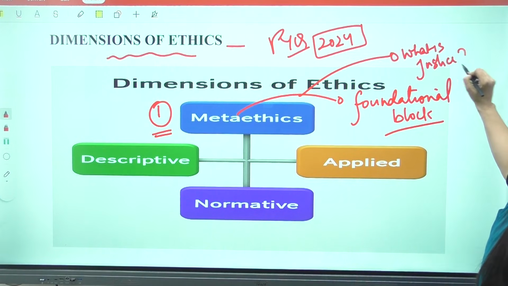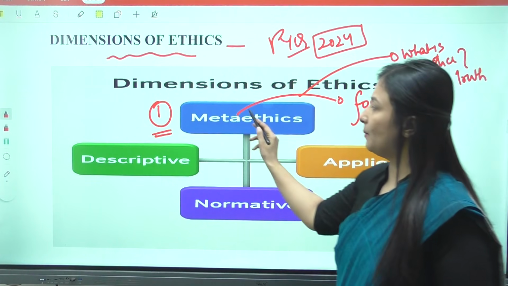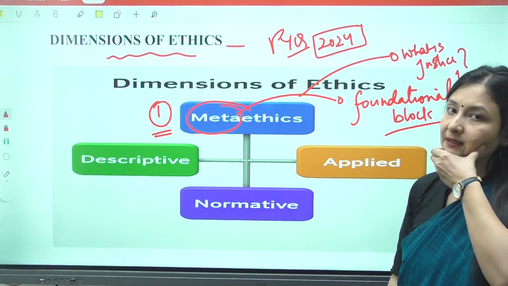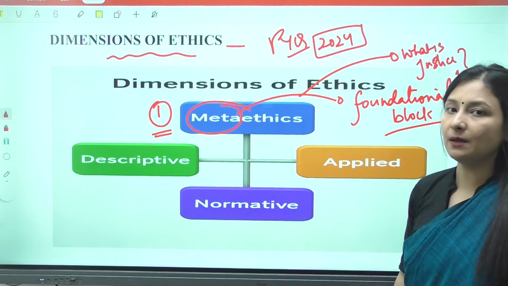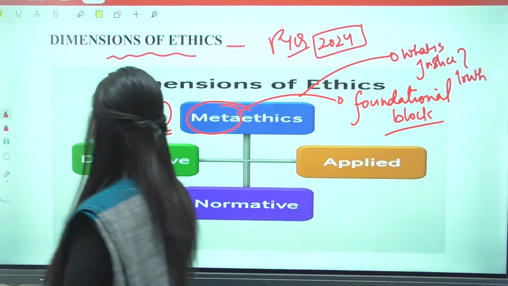What is this truth? I will not be discussing anything else, just that. The meta, the essence of the value or the term or the ethical terminology which has been mentioned. The second thing over here will be descriptive ethics.